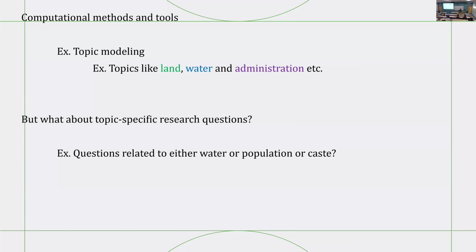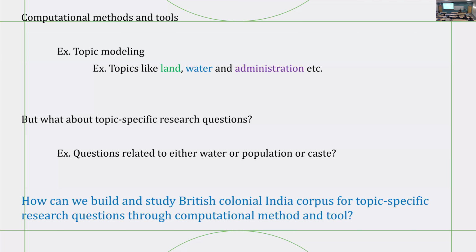In the beginning, I tried to figure out what kind of computational modeling would be really helpful. Semantic types such as topic modeling, like land, water, administration, can provide this kind of information. But what about specific questions, like just water, or population, or cost? So how can we build and study the colonial India corpus for topic specific research questions through computational methods and tools?